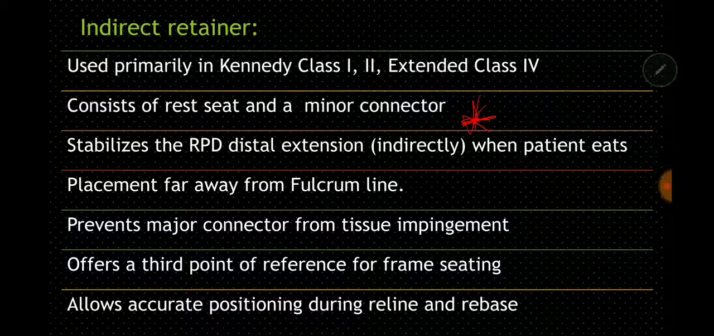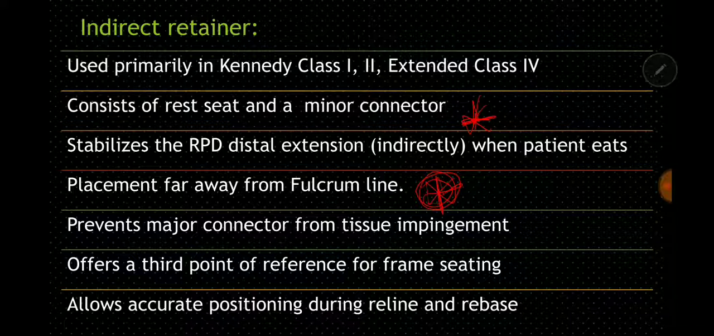An indirect retainer acts to stabilize the RPD distal extension indirectly when the patient eats sticky foods. Usually an indirect retainer is placed far away from the fulcrum line. Another key point: if you place a rest seat, which is an indirect retainer, it has to be away from the fulcrum line. An indirect retainer prevents the major connector from tissue impingement. They offer a third point of reference for frame seating and allow accurate positioning during reline or rebasing. Because you know where your rest seats are, those can help you reposition the RPD when you are relining or rebasing.